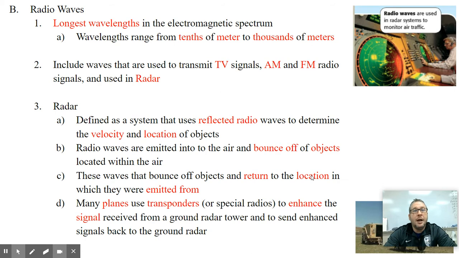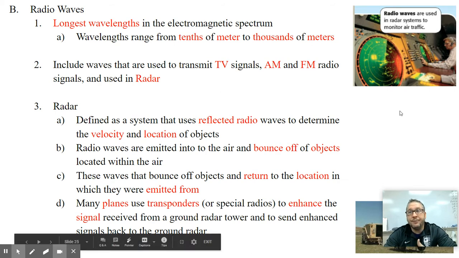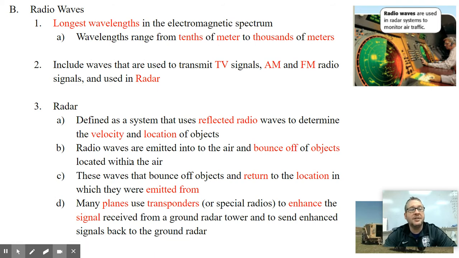Radar, okay, locating various objects. What is radar? Well, radar is defined as a system that uses reflected radio waves to determine the velocity and location of objects. These waves are emitted into the air and bounce off objects located within the air. These waves bounce off objects and return to the location in which they were emitted. And many planes use transponders to enhance the signal received from the ground radar tower and to send enhanced signals back to the ground radar.